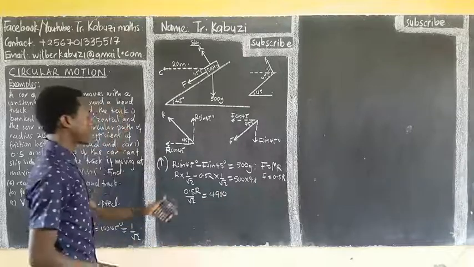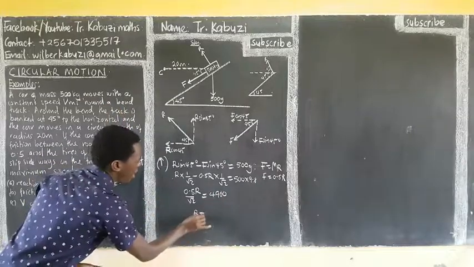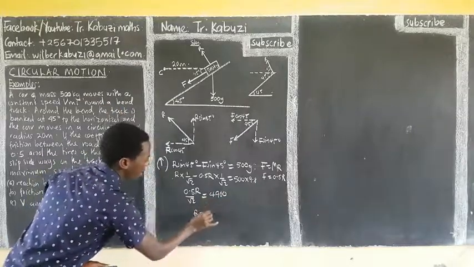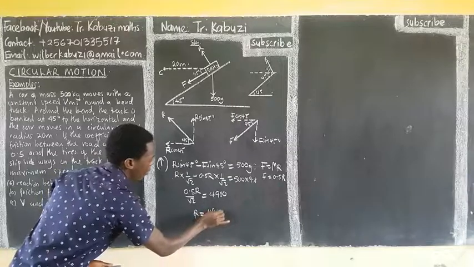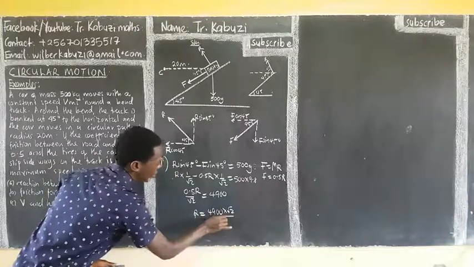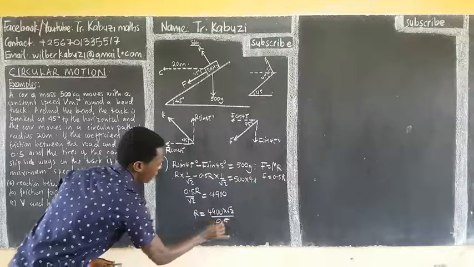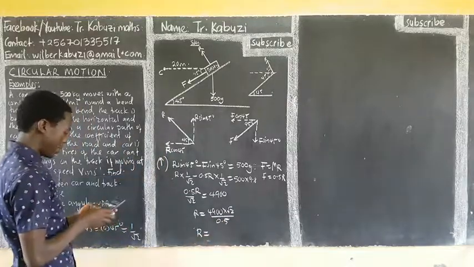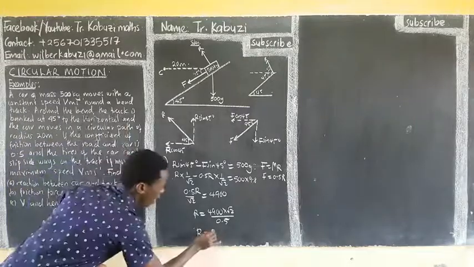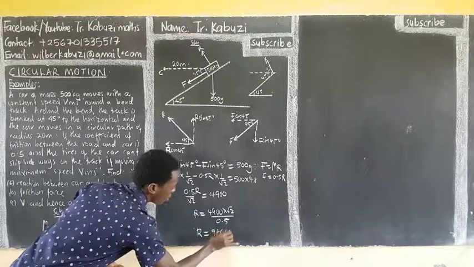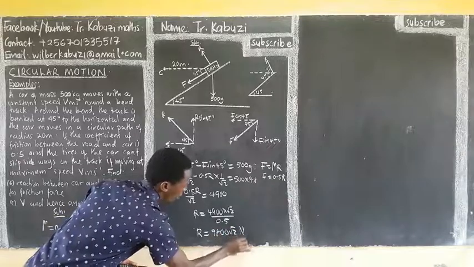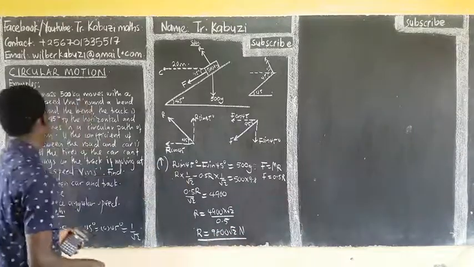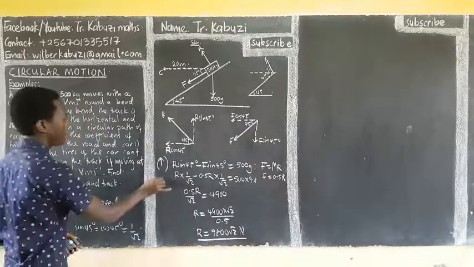And you can see that R is going to be 4900 times root 2 over 0.5. So my R, the reaction, is going to be 9800 root 2 newtons. And that's going to be my reaction. So this is my part A.